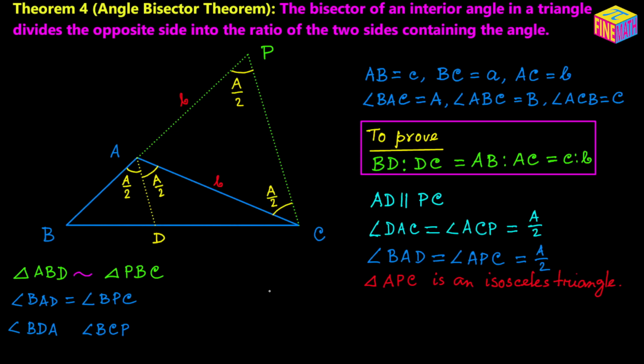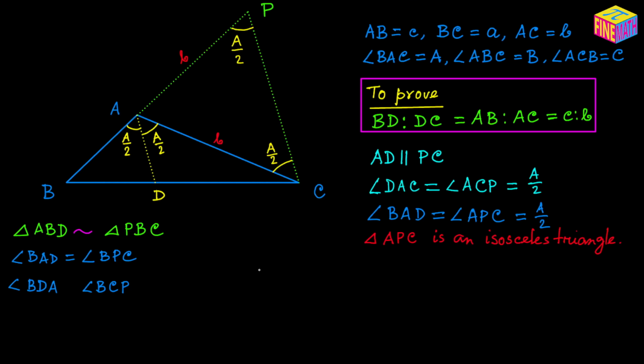Now we are going to use the property of similar triangles. Using this property, we know that the ratio of their corresponding sides would be equal. So we can say BC over BD, first taking this lower side right here, will be equal to BP over BA, and that will be equal to PC over AD. Now let's focus on the first portion of this equality.